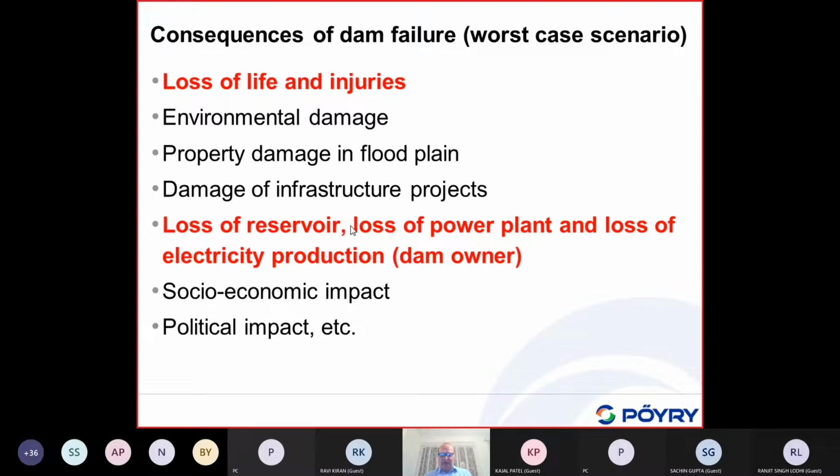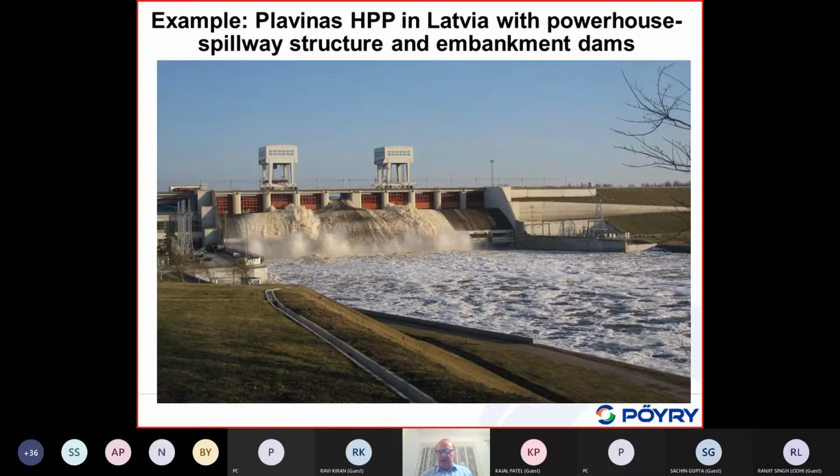cause loss of life. Also, the loss of reservoir, if it is used for irrigation, you may not be able to irrigate, you may have a drought and so on. So it is a little interlinked, but the main objective for the government, in our case, is to protect lives. These are the possible consequences.